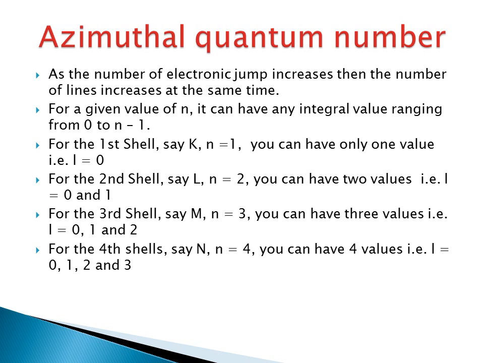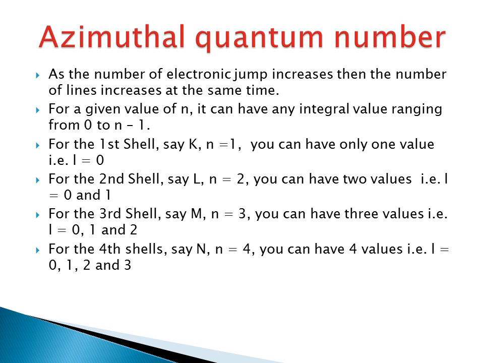Now, a special category of this azimuthal quantum number to be discussed here: as the number of electronic jumps increases, the number of lines increases at the same time. For a given value of n, l can have integral values from 0 to n-1. For the first shell, for example the K shell, n is equal to 1, we have only one value, that is l is equal to 0. For the second shell, the L shell, n is equal to 2, we have the values l equal to 0 and 1.